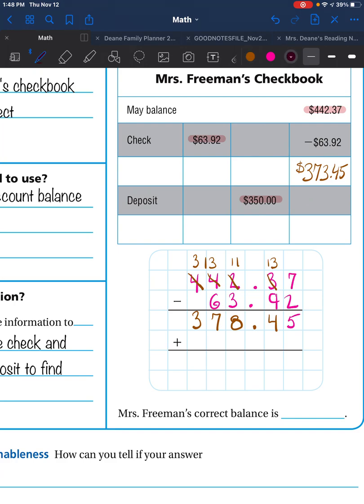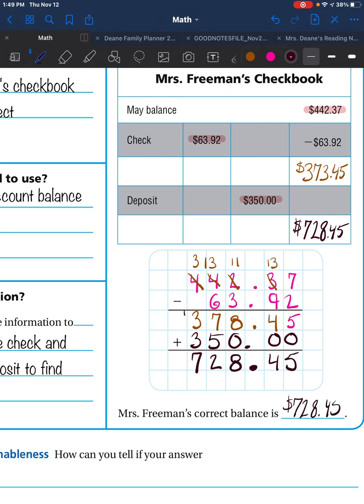So we need to add that back into our account. So we write it here. Eight plus 0 is 8. 5 plus 7 is 12. 3 plus 3 is 6, plus 1 is 7. So $728.45 would be here. So Mrs. Freeman's correct balance, again, is $728.45.